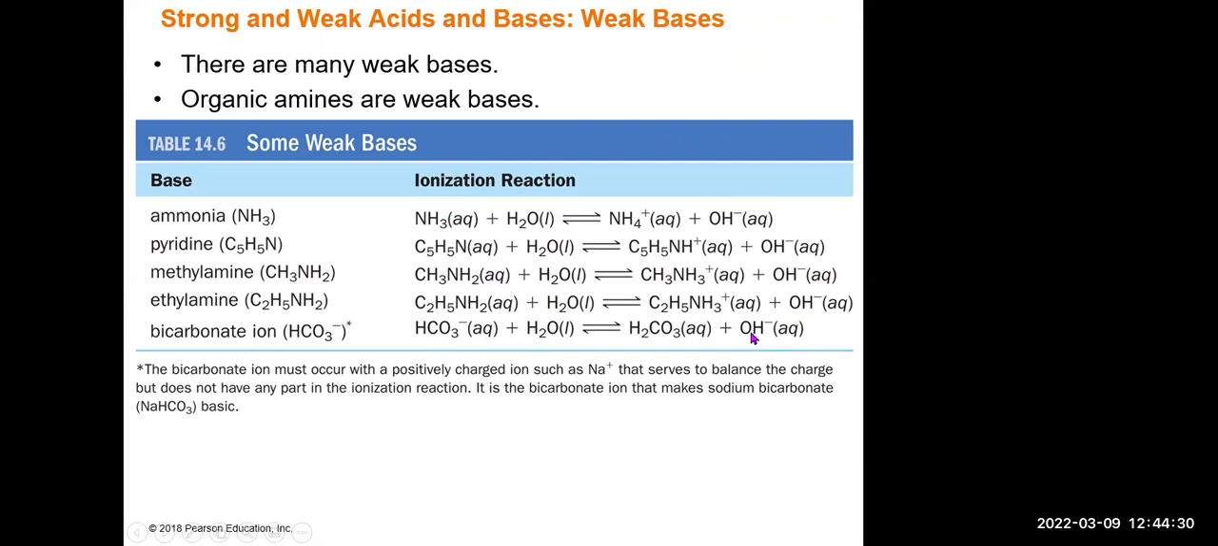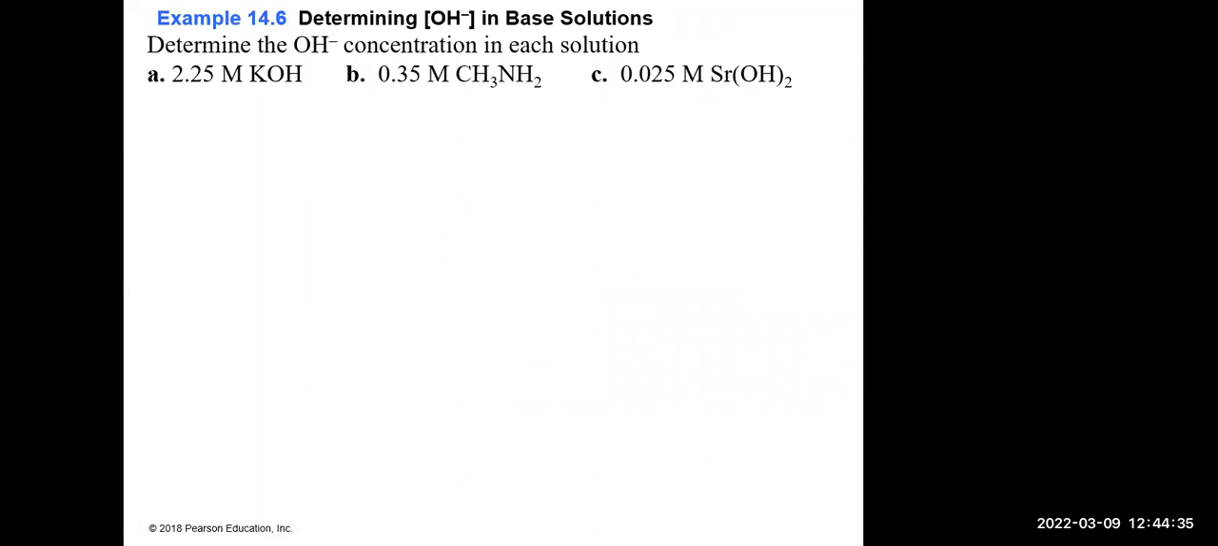And depending on the acid strength, we know how to figure out the concentration of H plus. And similarly, depending on the strength of the base, we can get some idea of the concentration of hydroxide. So the first question is 2.25 molar KOH. What will be the concentration of hydroxide in this solution?